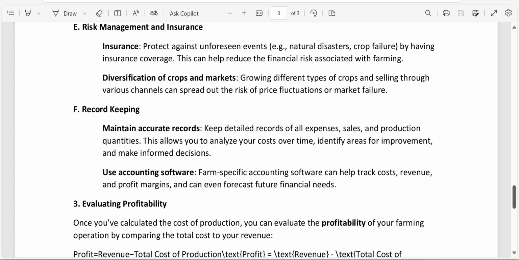F. Record keeping. Maintain accurate records. Keep detailed records of all expenses, sales, and production quantities. This allows you to analyze your costs over time, identify areas for improvement, and make informed decisions. Use accounting software. Farm-specific accounting software can help track costs, revenue, and profit margins, and can even forecast future financial needs.